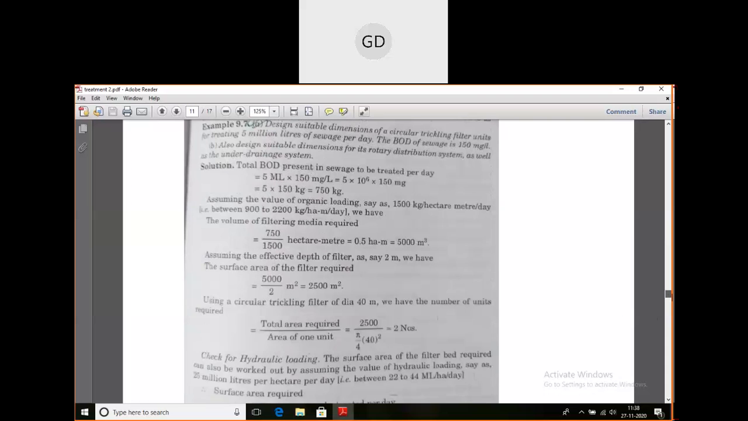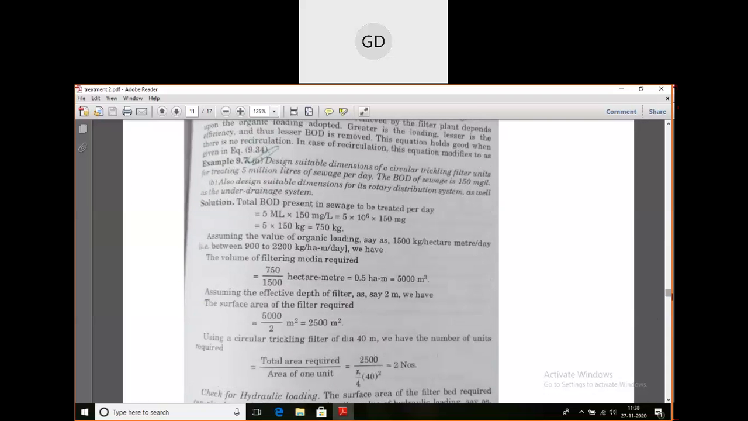Okay, so now we will proceed to solve your trickling filter numerical. The question has two parts, and it's a bit long numerical. The first part says: design suitable dimensions of a circular trickling filter. So it is a circular trickling filter unit for treating 5 million liters of sewage per day.